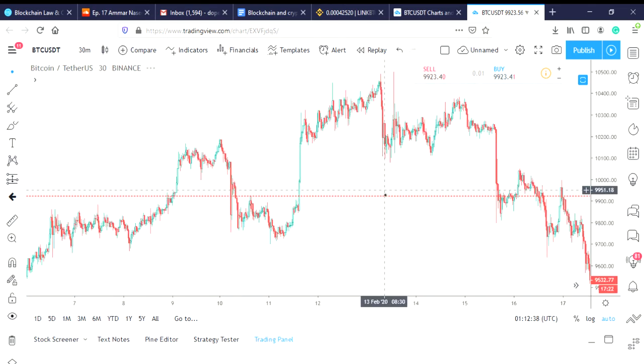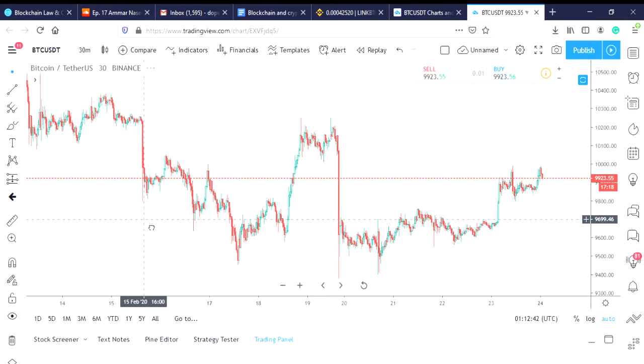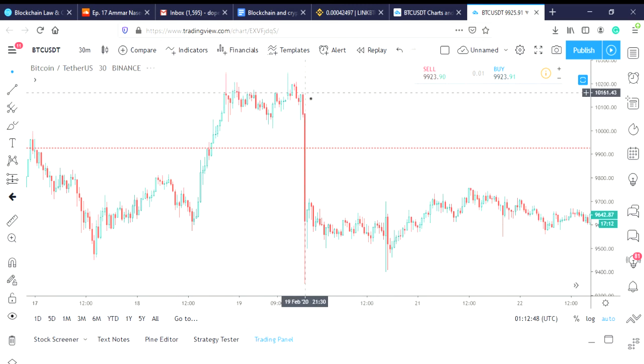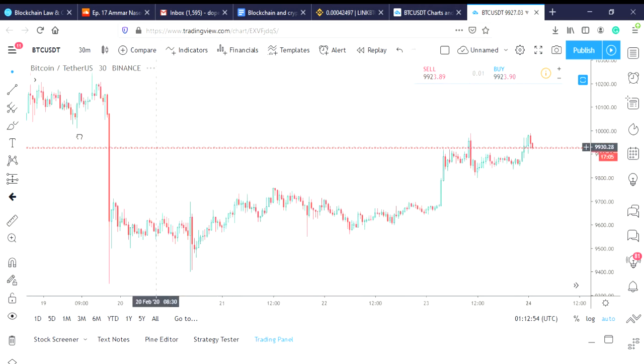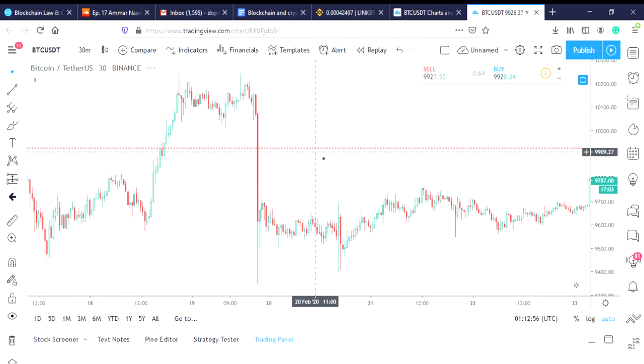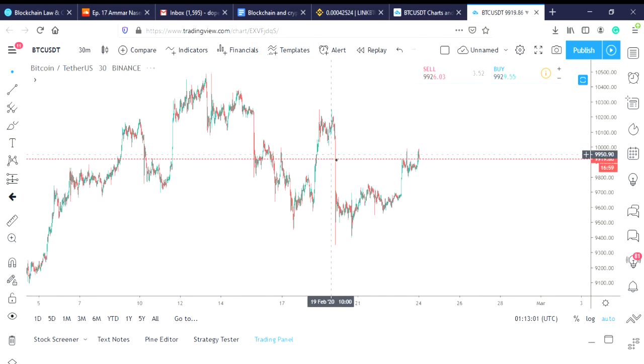So what you're seeing right here is just the price movement of Bitcoin over time. The red ones mean the price is going down. The green bars mean the price is going up. The reason why you need the chart is that it's going to tell you how the market has been going and the trend of the market.